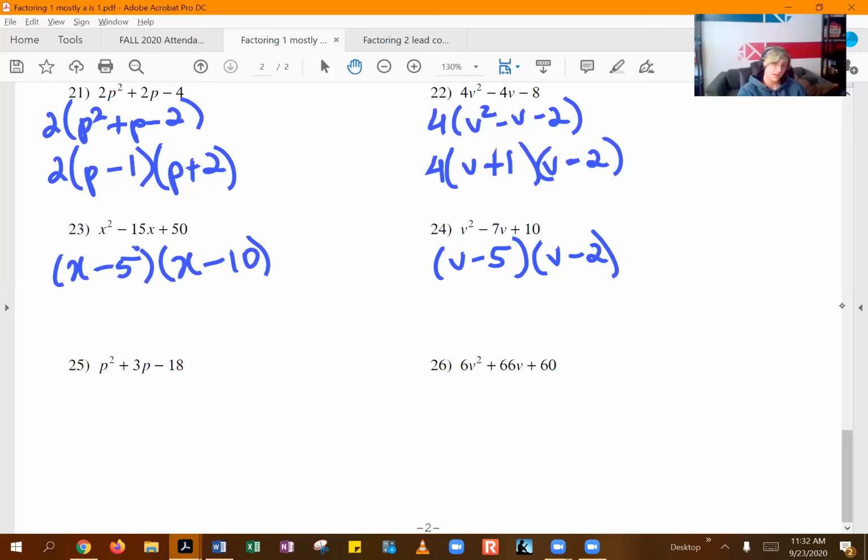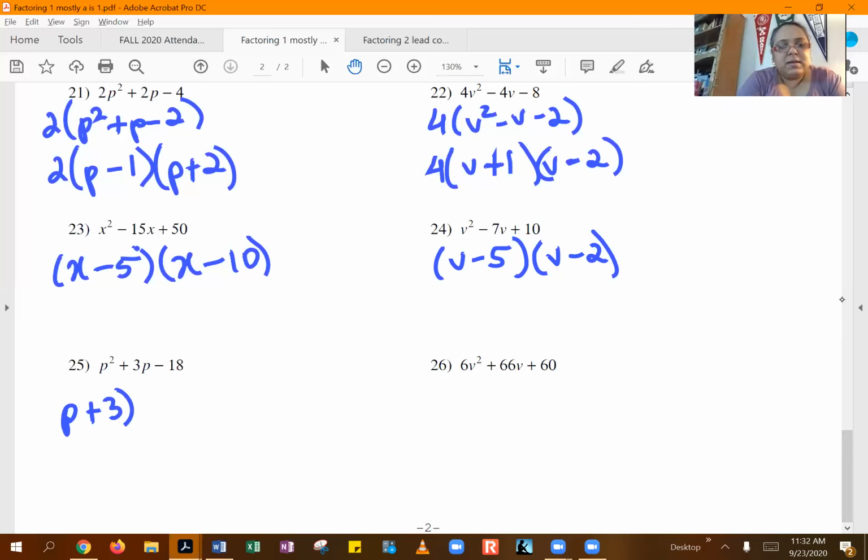For number 25, I got p plus 3, then p minus 6. P plus 3, p minus 6. So again, since you have a negative sign on 18, you should have 1 positive, 1 negative factor. So when we multiply +3 and -6, we get -18. But if we add positive 3 with negative 6, you would actually get negative 3 and not positive 3.